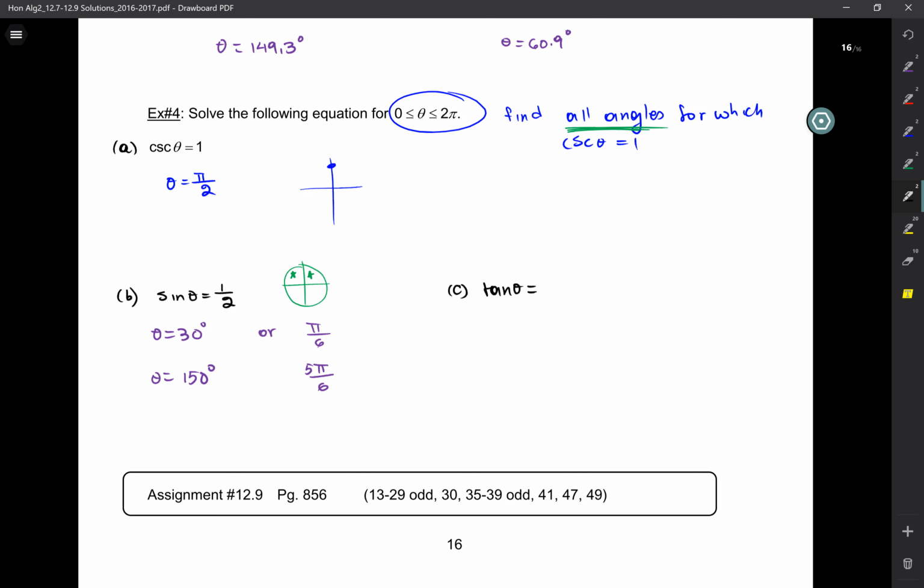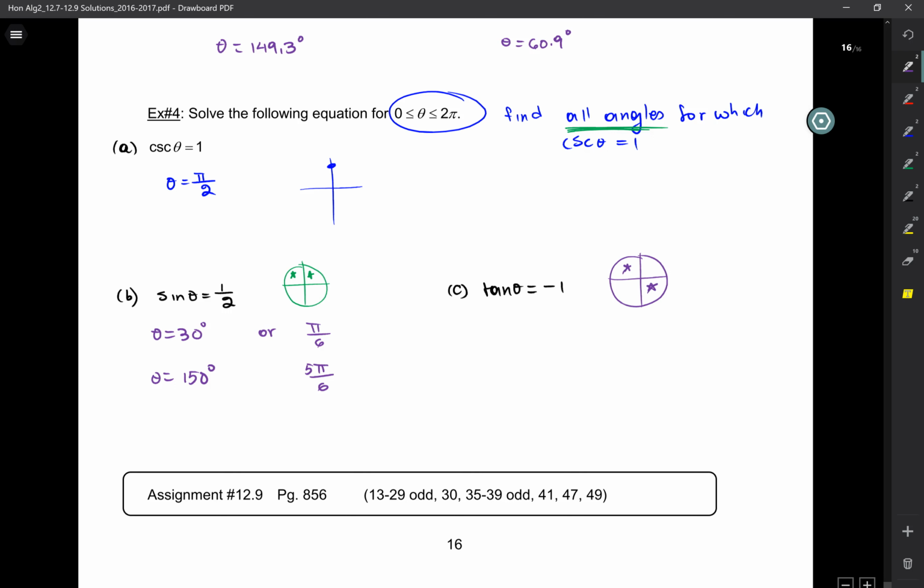Okay, let's do another one, C. How about tangent of theta is -1? First of all, for what angle is the tangent +1? Let's just do it that way. 45. Tangent is the y over the x, and only for 45 degrees do you have the same vertical and horizontal. So it would be 45 degrees. However, I want it to be negative, right? In which two quadrants is tangent negative? The second and the fourth.